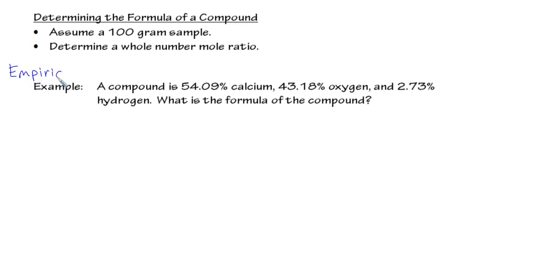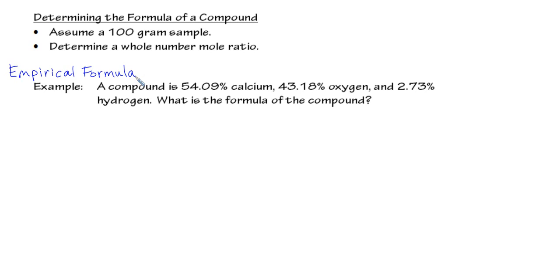Empirical formula. The empirical formula, you might recall, these are going to be ionics. Ionic compounds are always written with the simplest ratio of ions. That's called the empirical formula. And now we could have covalents that also have an empirical formula, but sometimes covalents have a larger ratio, which we'll deal with in the next video.